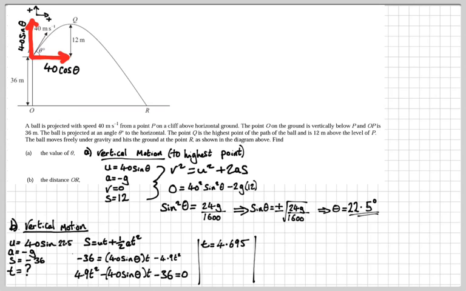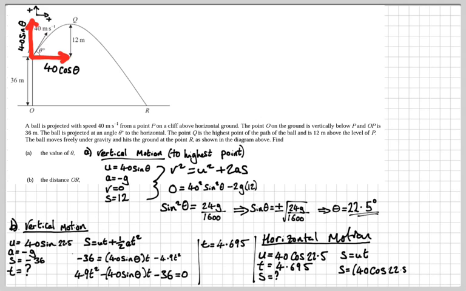Well, we're almost there. We now just need to consider how far the ball will move in a horizontal sense in 4.695 seconds. So I'm going to work with the horizontal motion, and I will list down what I know so far. So u is 40 cos 22.5, t is 4.695, and s is what we're after. s equals ut is the required formula. Let's put all our variables in so that it looks like this. Reach for the calculator and we get 173 metres when rounded to 3 significant figures.